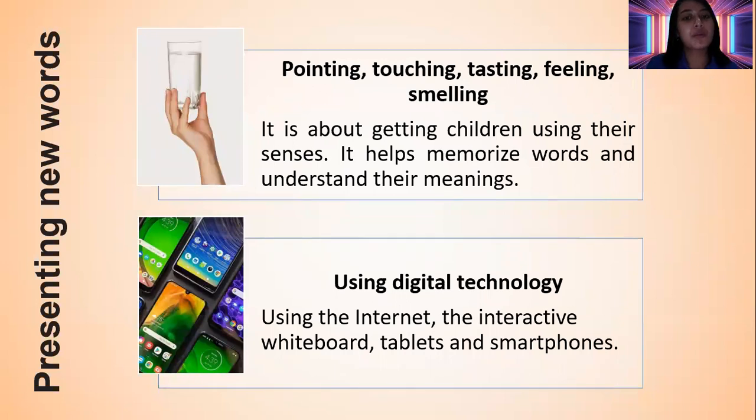And for the next, pointing, touching, tasting, feeling, and smelling. It is about getting children to use their senses. It helps memorize words and understand their meanings. And the next, using digital technology: using the internet, the interactive whiteboard, tablets, and smartphones. There is an example of smartphones.